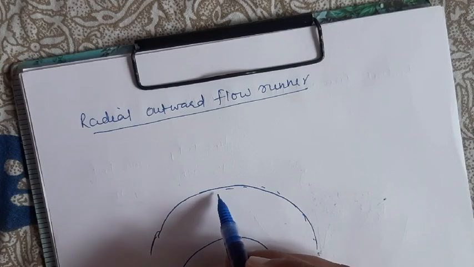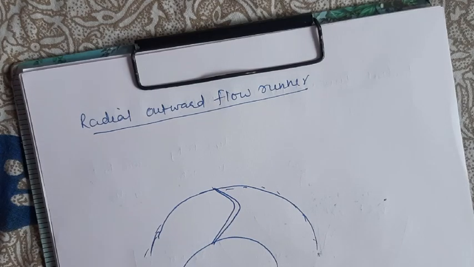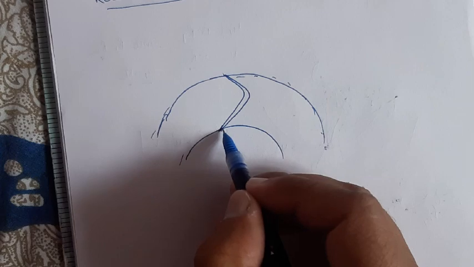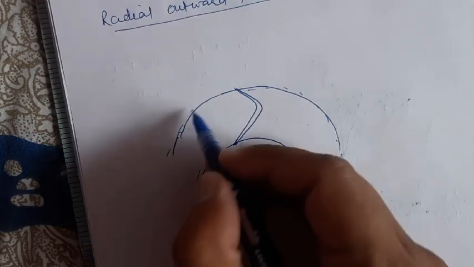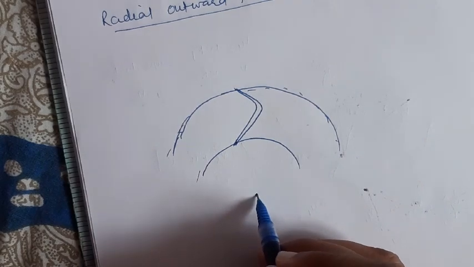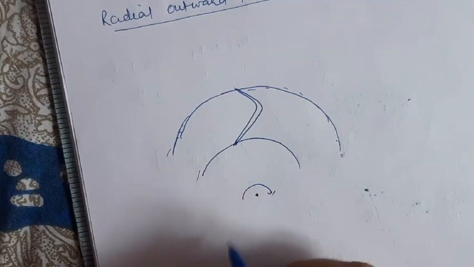Now this is the vein. This completes the whole runner. I am showing only a single vein. Now, radial outward flow. This is the center, the axis about which the runner rotates in this direction.